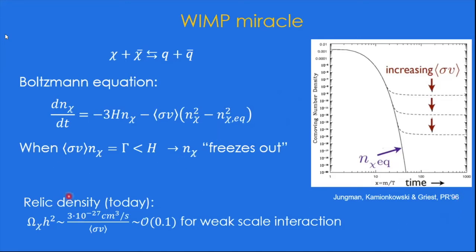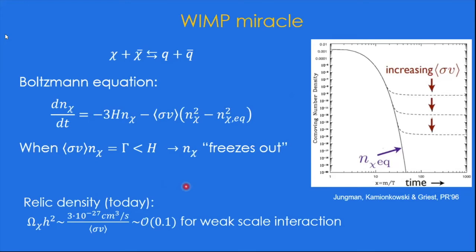And in this equation, if we put a cross section for weak scale interaction, we get the correct order for the relic density we need for dark matter. And since the interaction is in the weak scale, it is accessible for experiments. So this is called a miracle. It's like buy one, get two free.